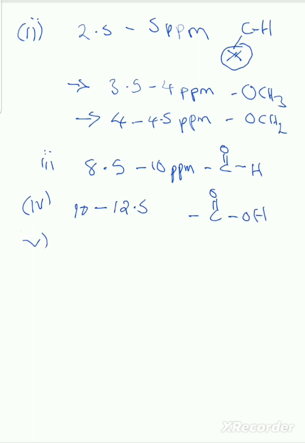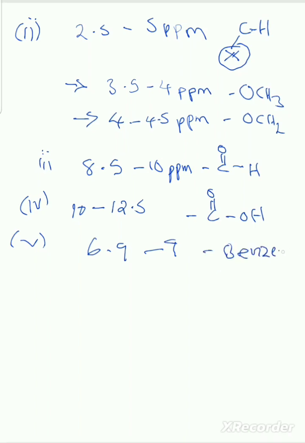Then the last one which we can look at is 6.9 to 9. So here we're going to have a benzene, or aromatic hydrogen. More specifically, you're going to have benzene at 7.25 ppm, like that. Okay, so we have looked at the chemical shift, which is the resonant frequency of an atom in a molecule, expressed in ppm. We have looked at the common ones with their values.